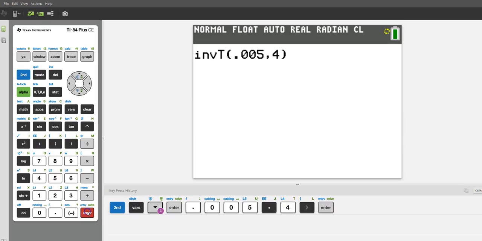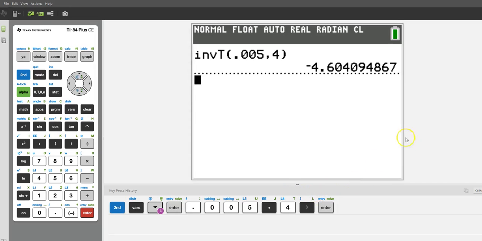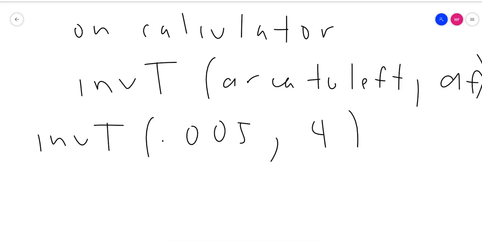And when I hit enter, it gives me minus 4.604. So that's one of the critical values on the negative side. Let me get that down. Let me go back to this. So this is minus 4.604. That's the negative critical value. And then the positive critical value will be positive 4.604.